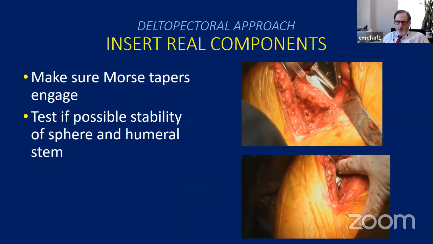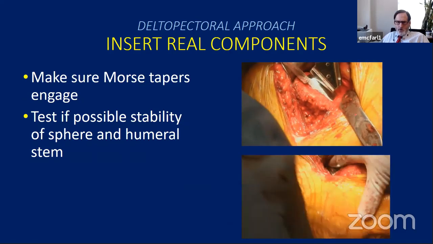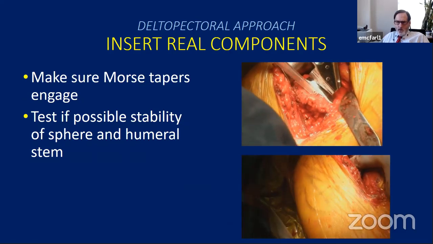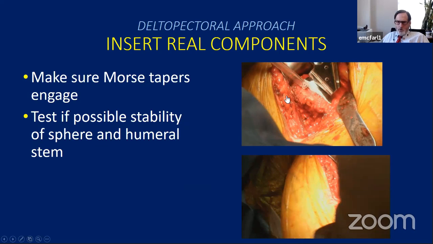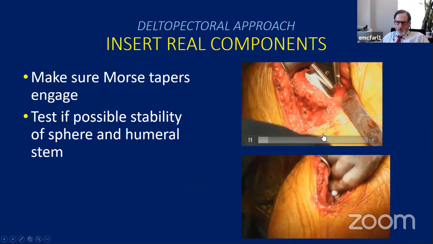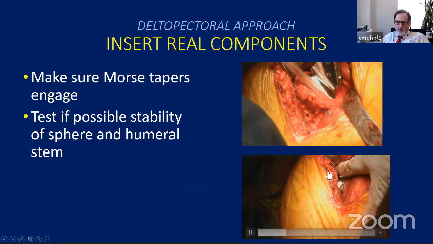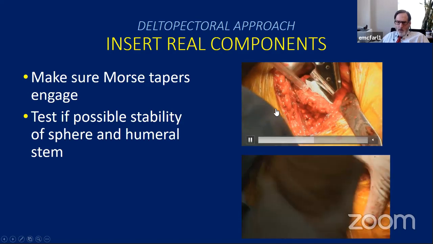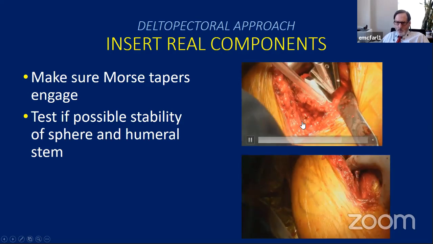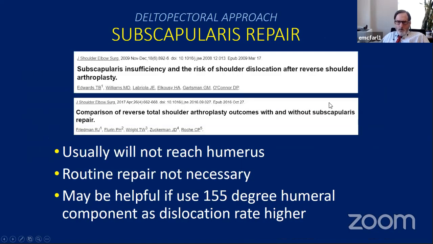So then we put the real ones in and then reduce it. Again, we test the stability. Here's putting the humeral stem in up here. Here's putting in the real sphere and the real metaphyseal tray and testing the stability. So life is good. Whether you put the subscapularis back or not depends a lot on the design of the prosthesis. Back when I was doing a more Grammont type prosthesis, the dislocation rate was high, so I was fixing the subscapularis on everybody.